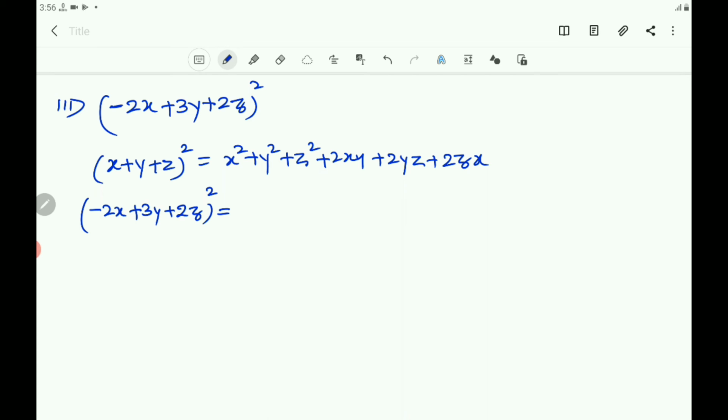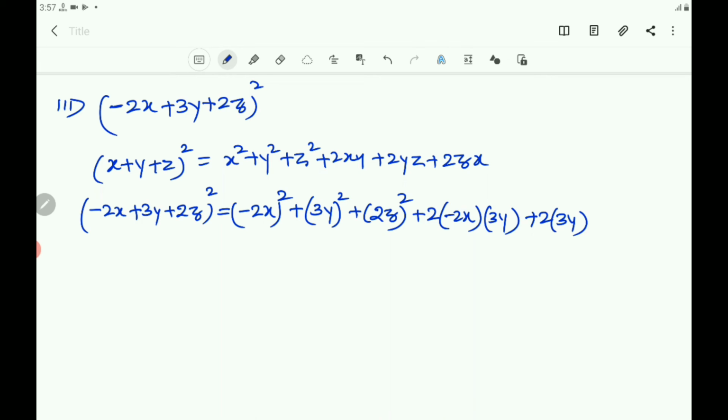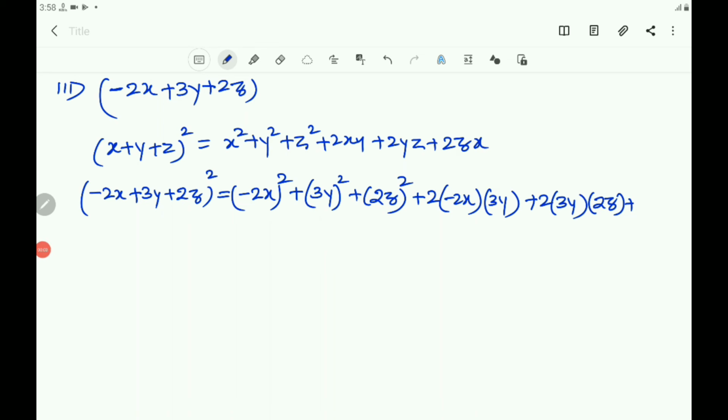Whole square of this equals square of the first term, that is (−2x)², square of the second term, that is y², that is (3y)², plus in the place of z, 2z is there, z², that is the square of the third term, (2z)², plus 2 into first term −2x into 3y, plus 2 into y, that is 3y, into z, 2z, plus the last term is 2zx, that is 2 into z, 2z, and x is −2x.